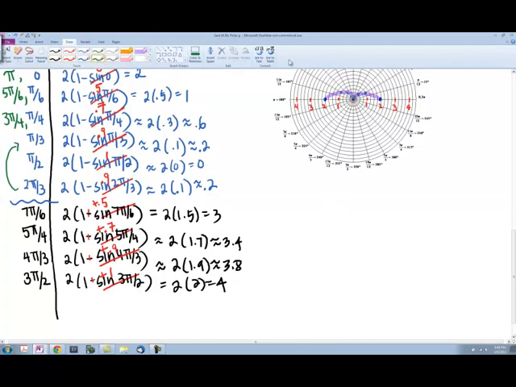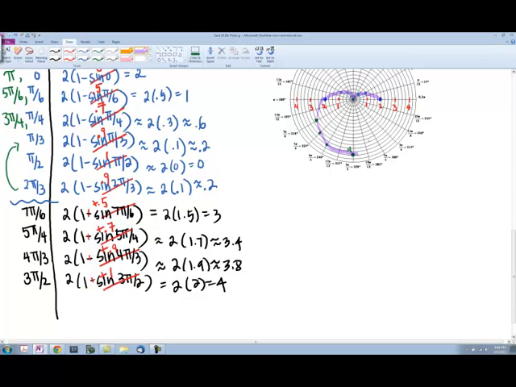So at 7 pi over 6, our radius is 3. So you need to follow along the third circle. And at 5 pi over 4, it's 3.4. At 4 pi over 3, it's 3.8. Ooh. And at 3 pi over 2, it is exactly 4. So 4 is right here. So notice the type of shape that we have here. I'm going to try my best to draw it accurately enough.